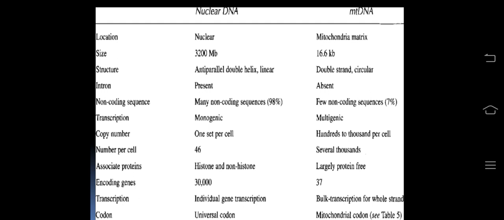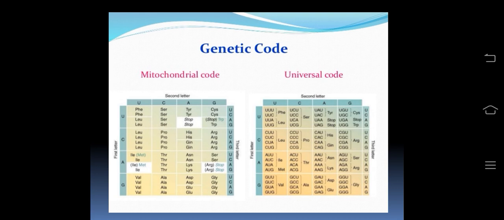Transcription: bulk transcription for the whole strand. Codon: mitochondrial codon, its own codon. Genetic code: mitochondrial code, not the universal code.